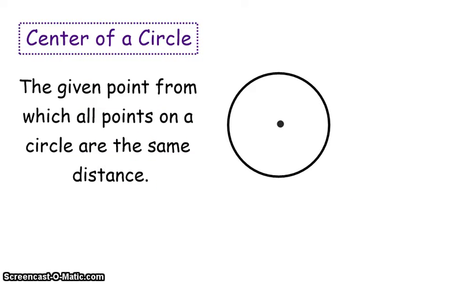Center of a circle. The center of the circle is the given point from which all points on the circle are the same distance. So the center of the circle is the same distance to this point on the edge as it is to this point on the edge. It is the middle of the circle.